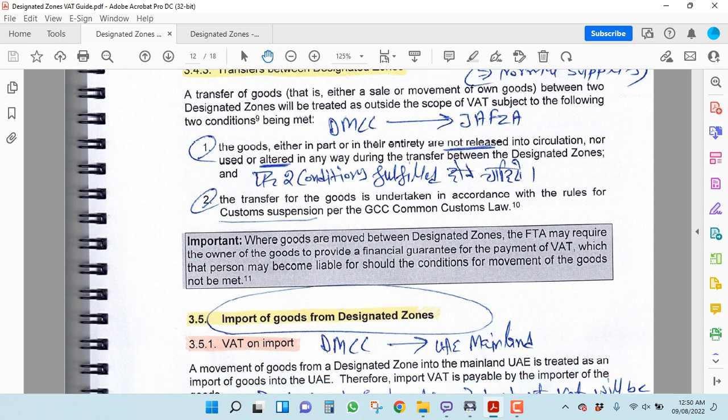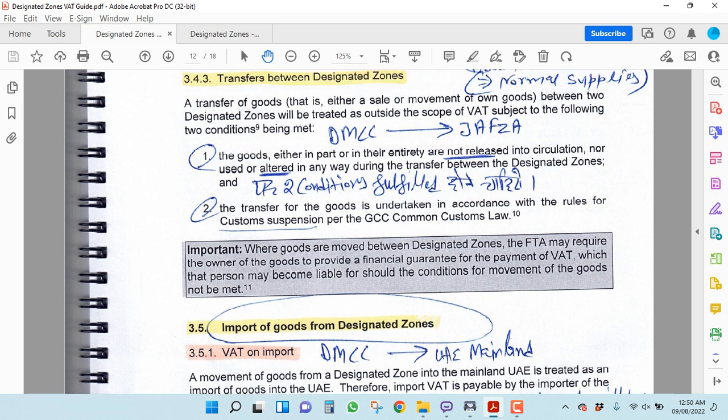Transfer between DZ zones, from one DZ to another DZ, goods are moving, okay. Like from DMCC to the DAFZA, from DMCC to the safe zone you can say, okay. A transfer of goods, that is either a sale or a movement of own goods between two DZ, will be treated as outside the scope of VAT, subject to two conditions. First condition is this: the goods are not released into circulation, either in part or entirely, nor used or altered in any way during the transfer from one DZ to another DZ. It should not be altered, it should not be released anyway, okay.